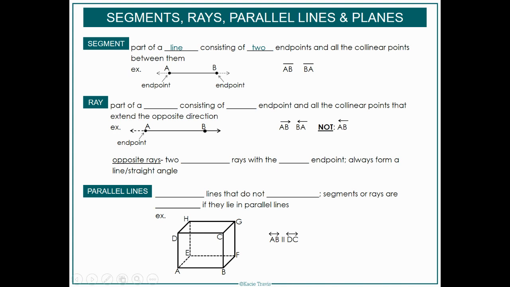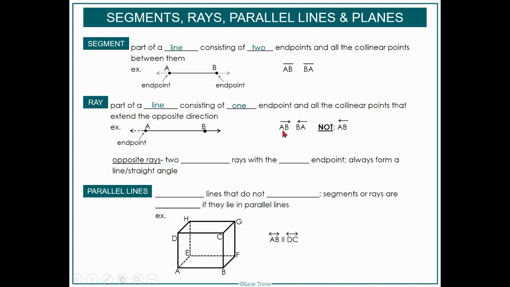You have to make sure that you're real deliberate with what you are trying to name. All right. Next thing we got is a ray. Now, a ray is part of a line consisting of one endpoint and all the collinear points that extend in the opposite direction. So, just like with a segment, a ray has an endpoint, but after the other point, it keeps going on and on into the other direction. Obviously, we can't extend this because we'd run out of screen, but you can understand that this arrow here means that it is still going past it.